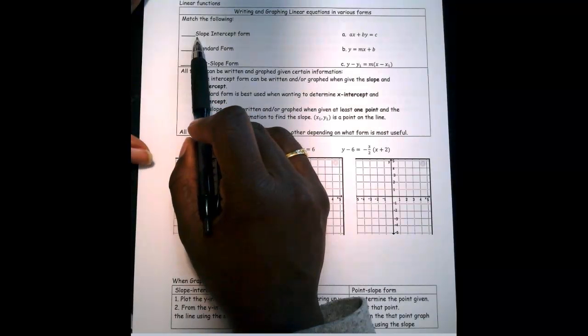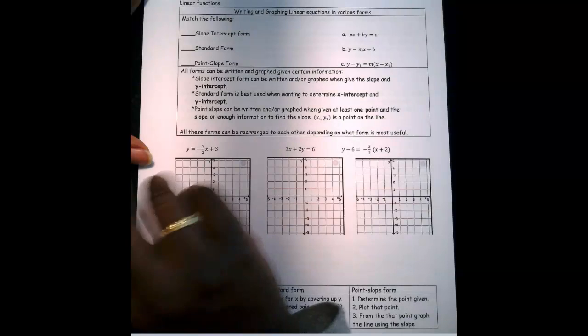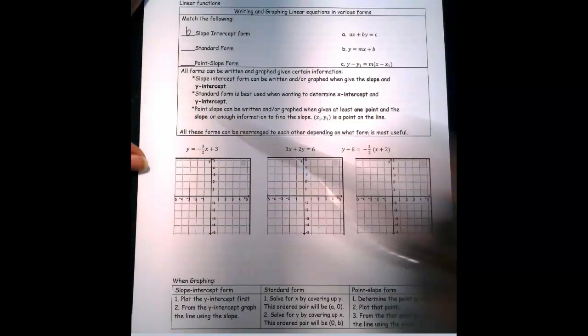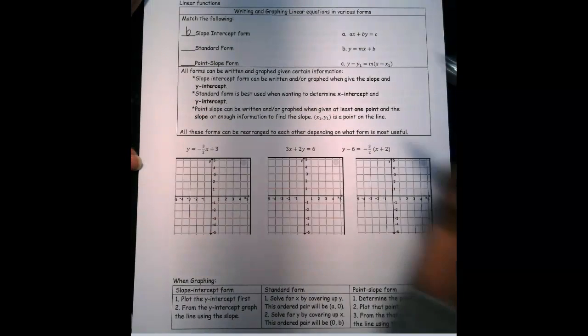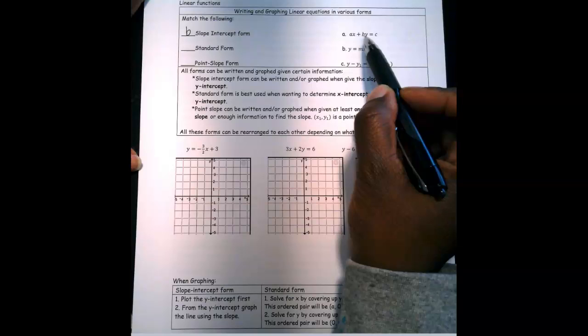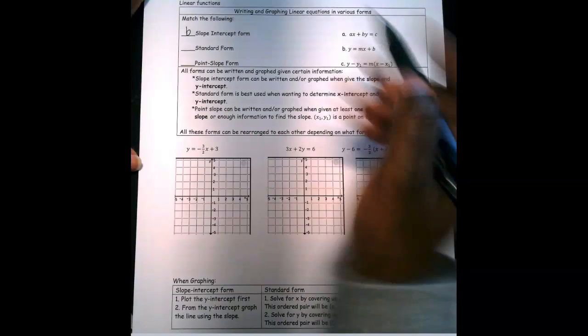So first we have slope-intercept form. Hopefully you've heard that enough to know, oh, Ms. Clark, that would be, let's match it to B. Standard form, now you haven't heard much about standard form. The standard form is another way of writing a line. It is AX plus BY equals C, where A is a positive integer, B is an integer, and C is an integer.